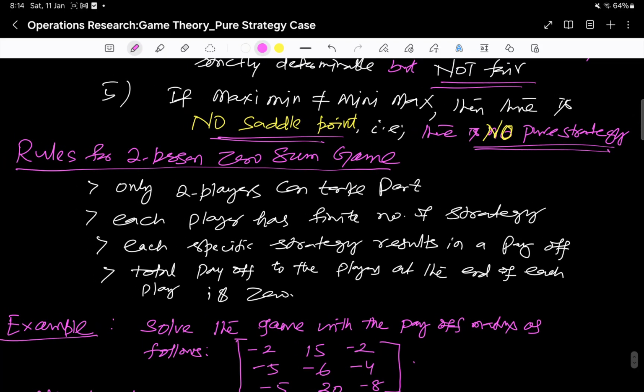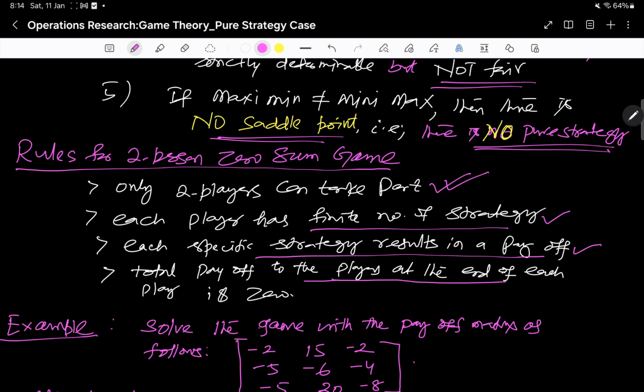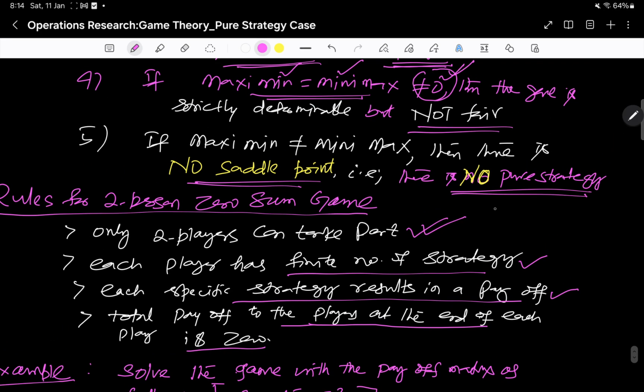Now what are the rules for a two-person zero sum game? As we discussed, only two players can take part. Each player has a finite number of strategies. Each specific strategy results in a payoff. The total payoff to the players at the end of the game is 0.